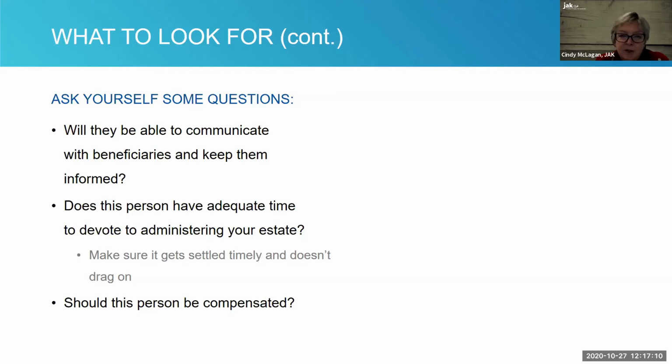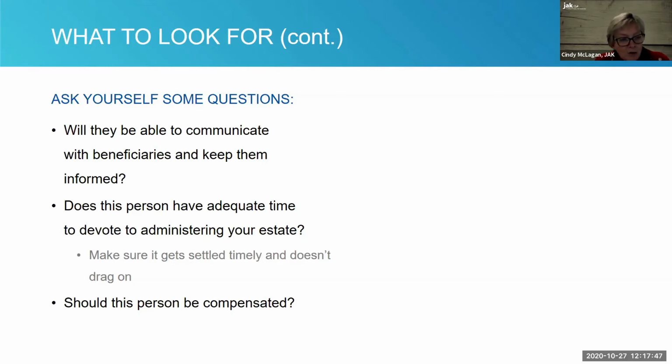Also, there's a lot of sensitive issues that come up with an estate. A lot of beneficiaries are very sensitive. You hear the stories about how families are torn apart after estates. And so will this person be able to communicate with the beneficiaries? Will they be able to keep them informed? Do they have good communication skills? Will they let people know what's going on? Because this is what helps to settle an estate, the fact that you are very transparent about everything that's going on with the estate.